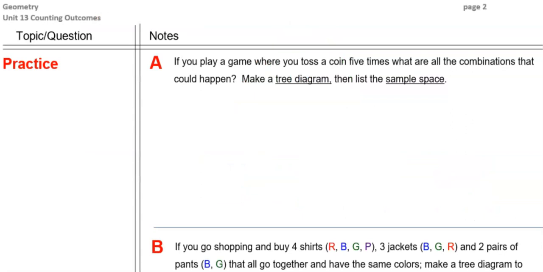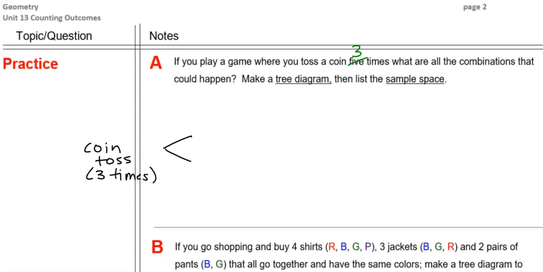Okay, so moving on to a couple more practice problems here. This first one, letter A, it says if you play a game where you toss a coin 5 times, we're actually going to change that to a 3. I think 5 is kind of ridiculous. It's going to take us too long. So we're going to change that to a 3. So you play a game, you toss a coin 3 times. What are all of the combinations that could happen? We're going to make a tree diagram, and then we're going to list the sample space. Okay, so this time I'm going to draw the tree diagram this way. So this is a coin toss, 3 times.